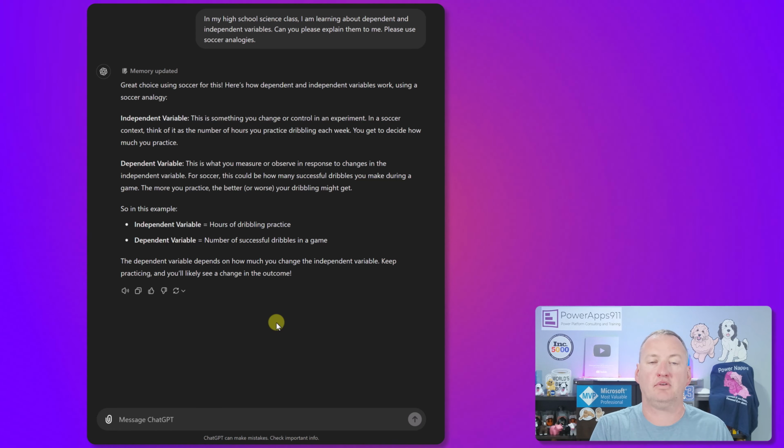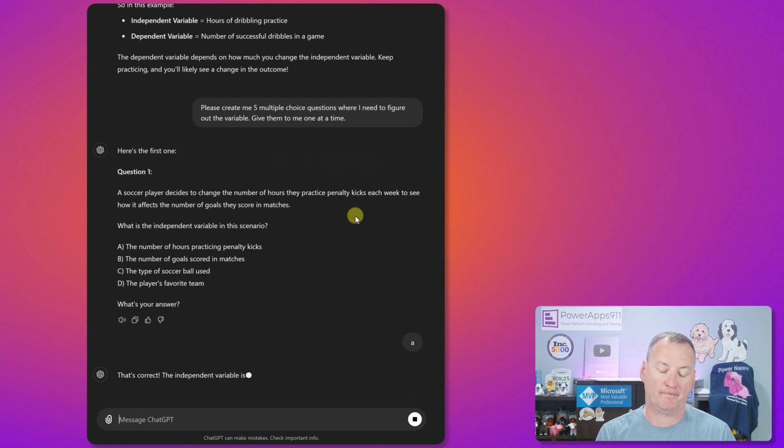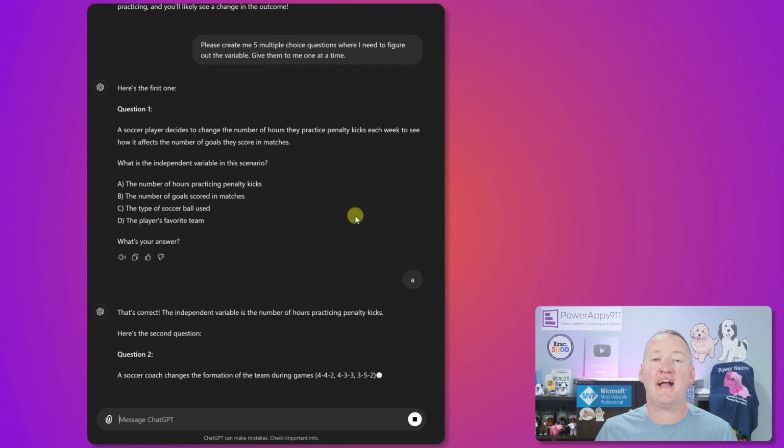And so we've got a word problem. A soccer player decides to change the number of hours they practice penalty kicks each week to see how it affects the number of goals they score in a match. What is the independent variable in this scenario? So the independent variable would be what? Probably the hours they practice penalty kicks. So let's see, is that one of the options? It is A. So let's see if I'm correct. Yay, I got it right.